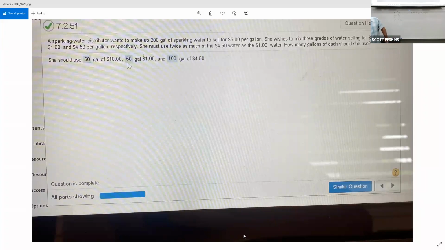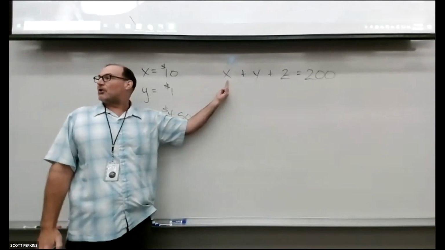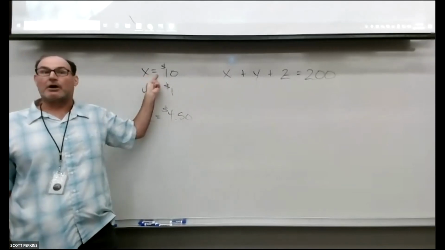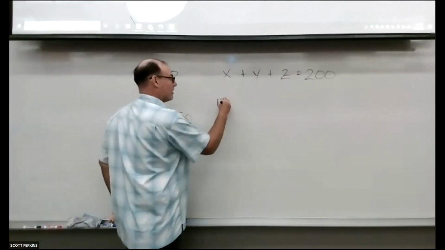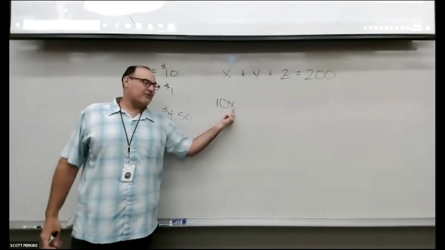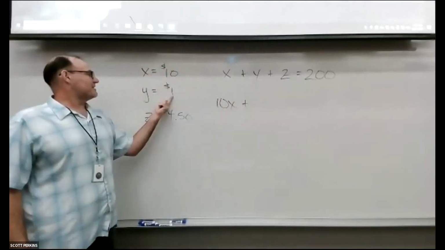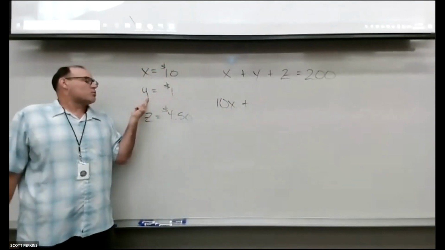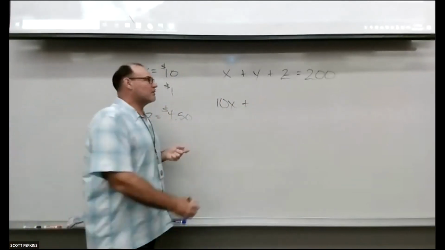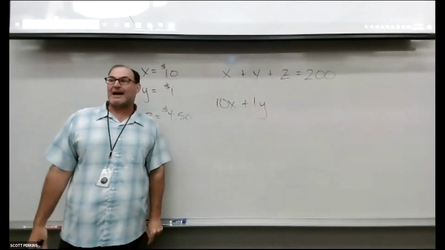Okay, so my second equation is going to be this. Well, if I use X gallons of this first water, how much do I spend on the first water? Perfect, 10X, I heard. So if I use 50 gallons, then 50 times 10, I've spent $500. The next water costs $1 a gallon. So if I use Y gallons, how much have I spent on this water? Okay, I'm going to write the 1 here, 1Y, so that when you go back through your notes, you know that we included that 1 in there.